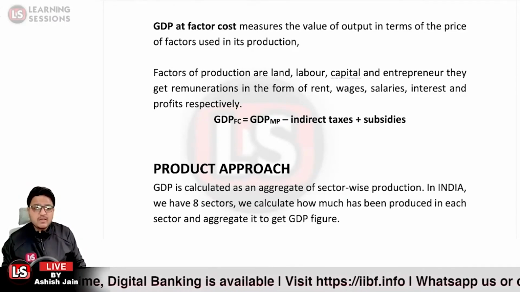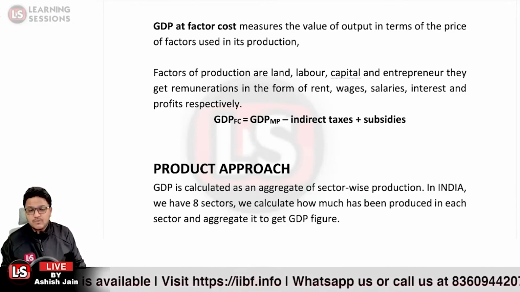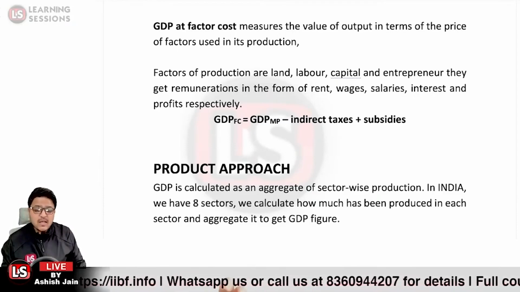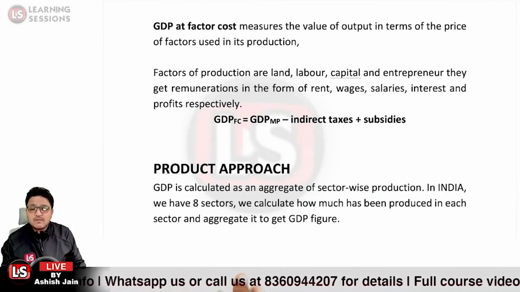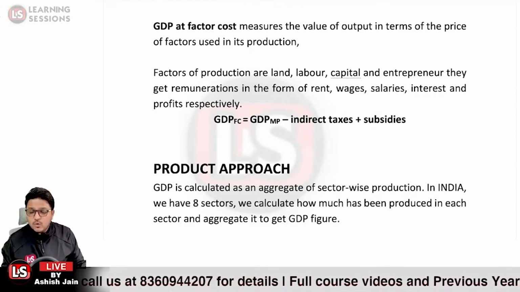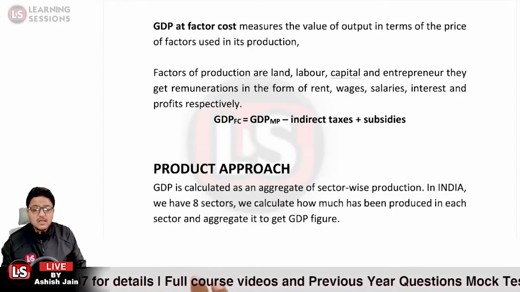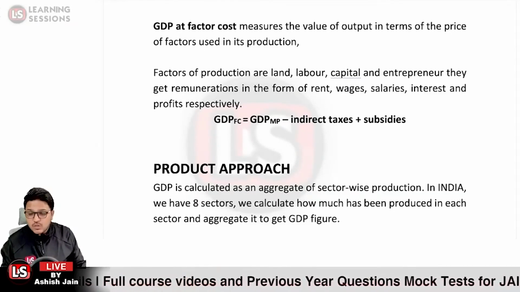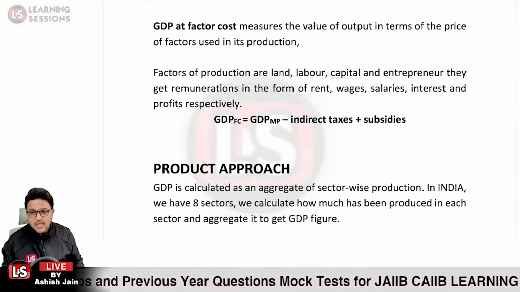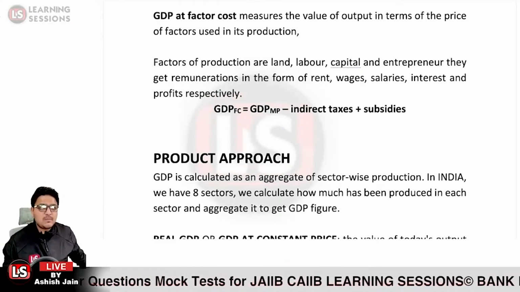So in India we have 8 sectors. We calculate how much has been produced in each sector, and the aggregate of that gives us the GDP figure. Okay, so first of all, we calculate the goods so produced and services so rendered in some particular sector, for all the sectors individually. Then we add them all up. So that is the product approach.